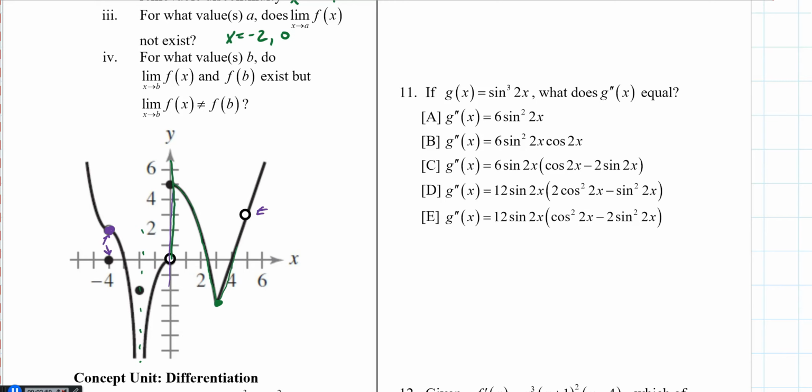And then for 4, for what values of b do the limit as x approaches b of f of x and f of b exist, but the limit does not equal the value of the function? Well, that's going to be any place where the graph is approaching a value, but the function is defined at a different value, and that's only going to happen at -4, because the limit approaches 2, but the value of the function is 0.